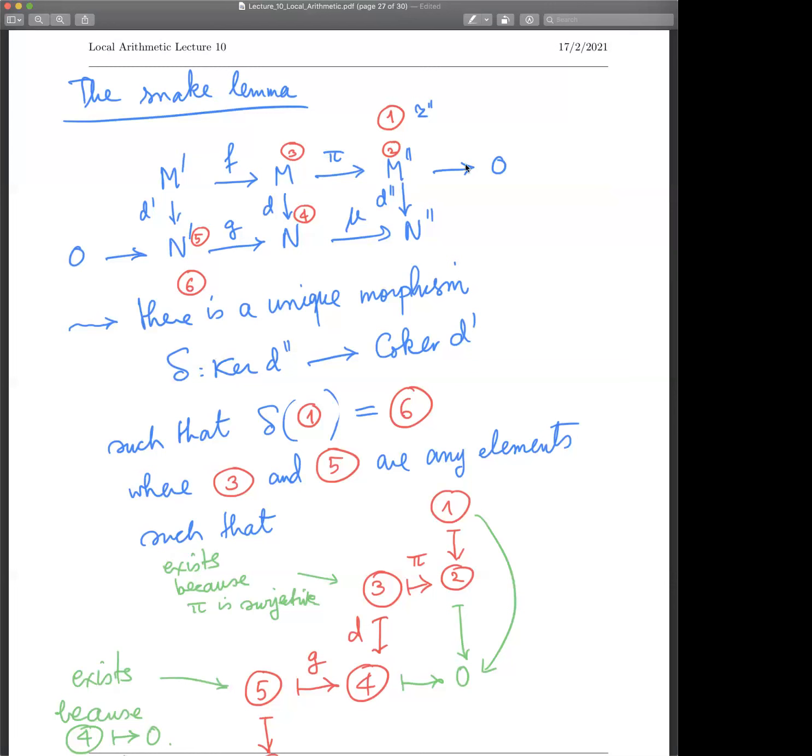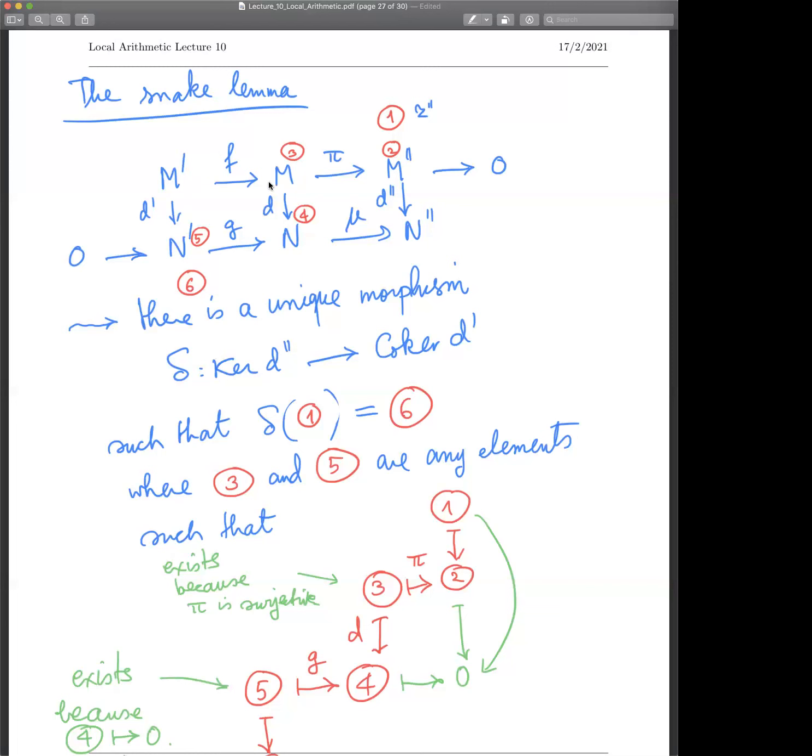Now this pi is surjective. Look at this exactness. Look at this 0 here. So pi being surjective, this 2 can be lifted to some element 3. Now 3 is not uniquely determined by 1 or 2; 2 is uniquely determined, of course, but 3 is not uniquely determined.